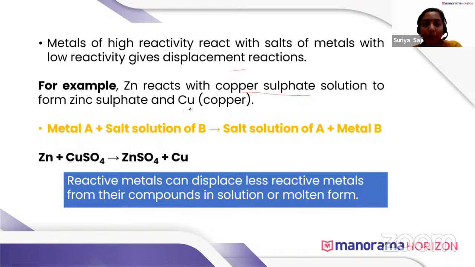Copper is less reactive than zinc here. That's why zinc can replace copper from its solution. So metal A plus salt solution of metal B gives salt solution of A and metal B. Here is the reaction. That's why reactive metals can displace less reactive metals from their compounds in solution or molten form. When we see the reactivity series, we will understand this better.